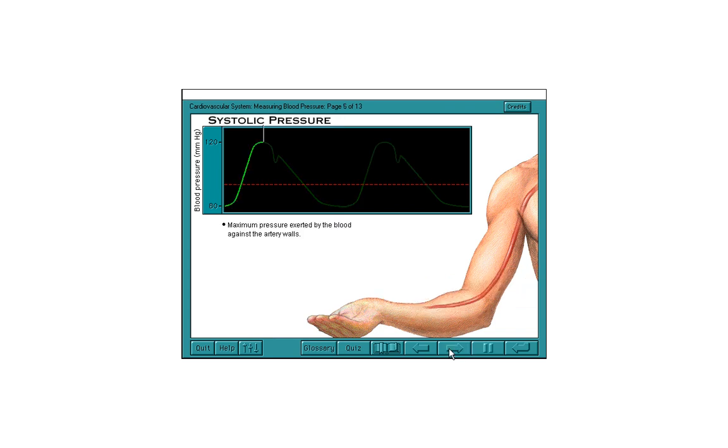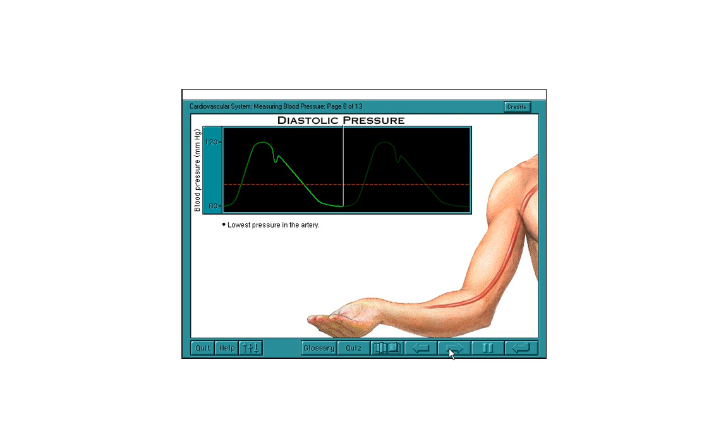Systolic pressure is the maximum pressure exerted by the blood against the artery walls. It is the result of ventricular systole, contraction, and is normally about 120 millimeters of mercury. The dicrotic notch represents the interruption of smooth flow due to the brief backflow of blood that closes the aortic semilunar valve.